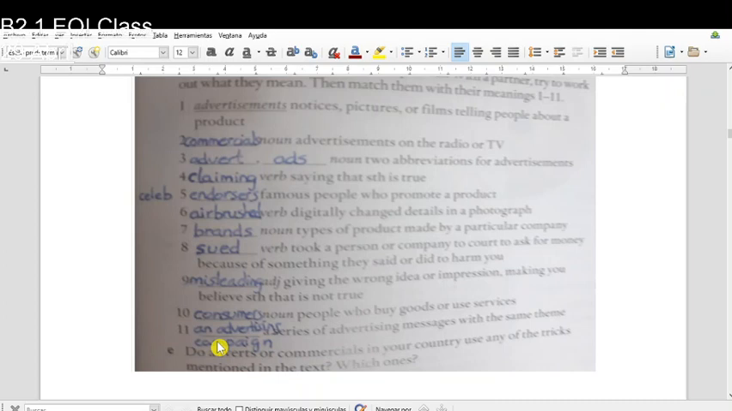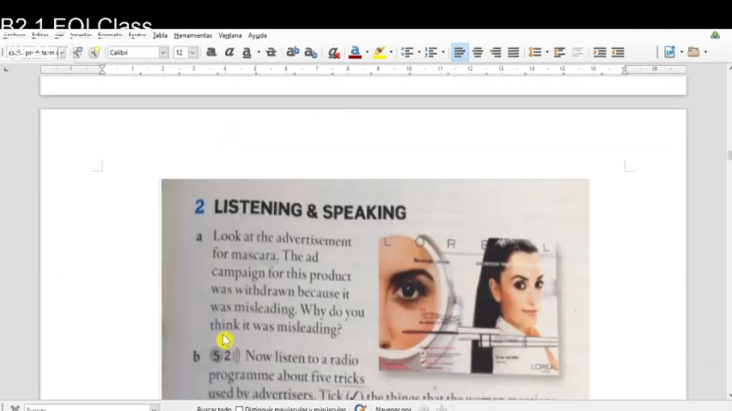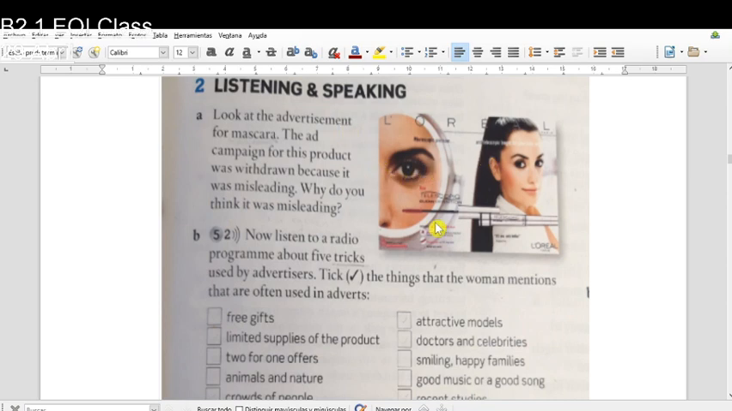We're going to listen to an advertising. We're going to look at an advertisement for mascara, and this product was withdrawn because it was very misleading. Then we are going to listen to a radio program. We are now on page 85. Yeah, look, this was the advertisement for mascara. Yeah, and the campaign was withdrawn, fue eliminado, apartado, because it was misleading.